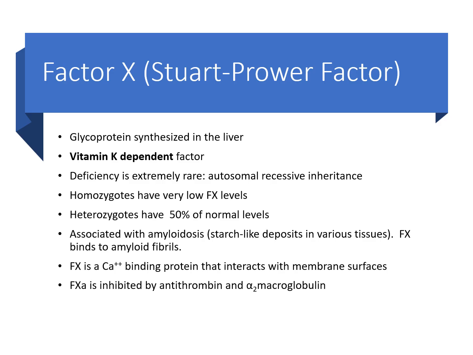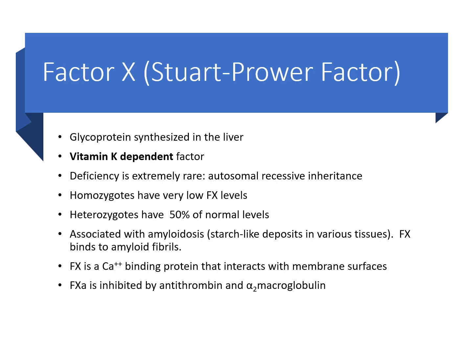So 50%, these patients would probably not have clinically significant manifestations unless there was a large injury or surgery. And then homozygotes typically have very, very low levels, so they would be at a more increased risk of hemorrhage. Factor X is also associated with amyloidosis. So what we see in amyloidosis is starch-like deposits in various tissues, and as factor X is circulating, it will come across these amyloid fibrils or these amyloid deposits and bind to them.